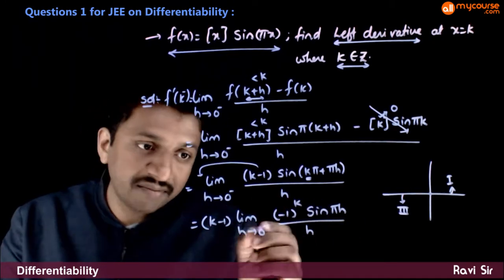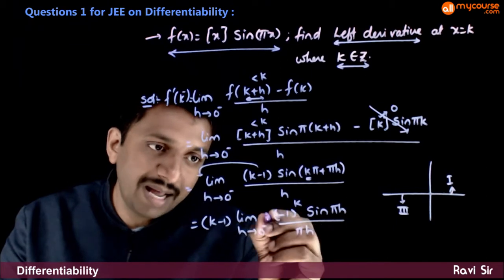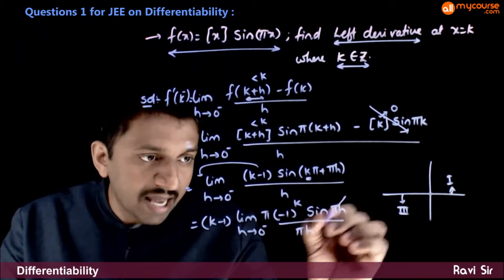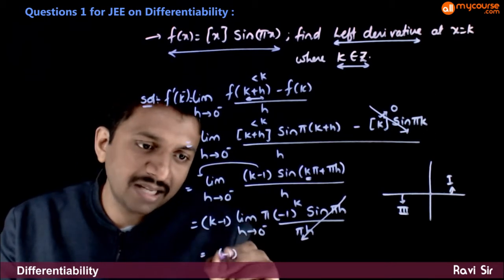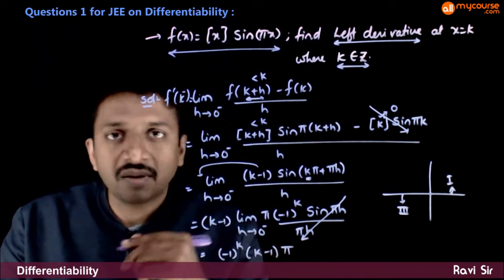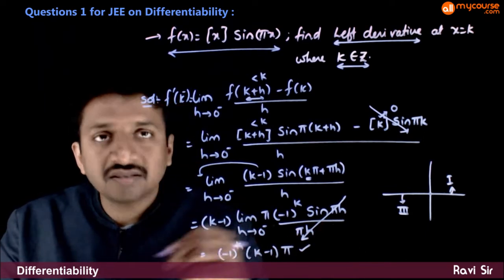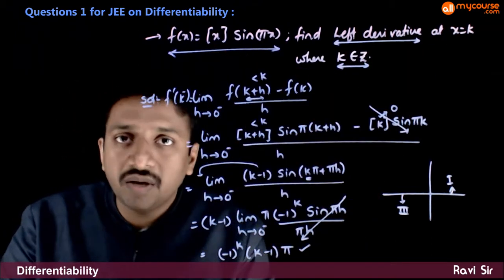Now once you have this, h tends to 0 implies pi h tends to 0. So if you multiply and divide by pi, sine pi h by pi h goes to 1. And the answer is minus 1 whole power k times k minus 1 times pi. So this is the left derivative of this function at x equal to k.